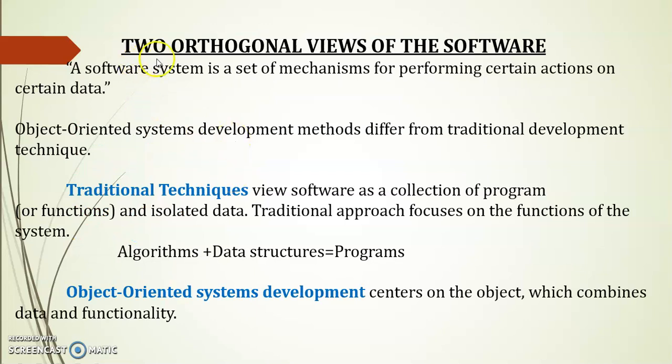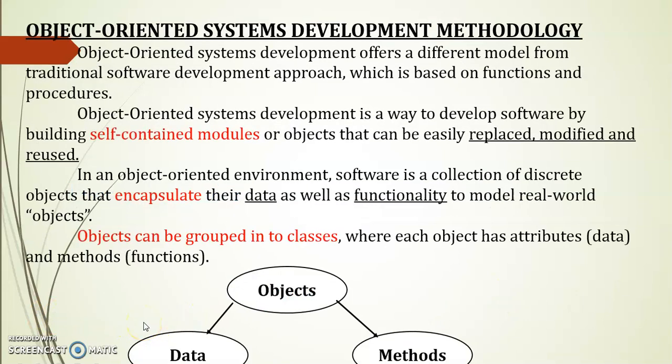Then we had the two orthogonal views of the software, that is the traditional approach, that is function oriented approach, where algorithm and data structure combine together to form a program. Then we have the object oriented system development approach, in which the objects are more important than functions, and an object combines data and functionalities. This is the object oriented system development methodology.